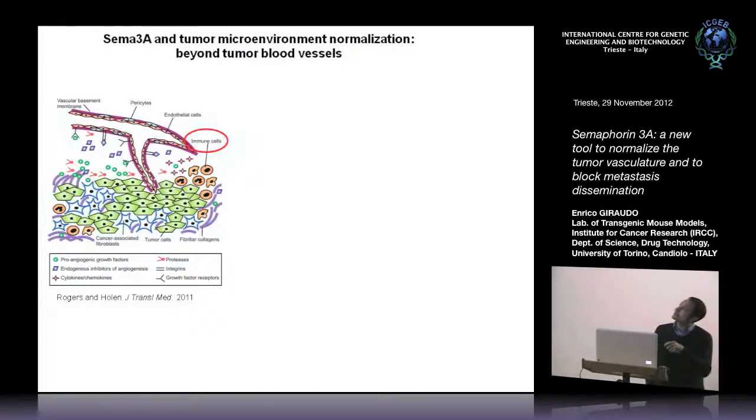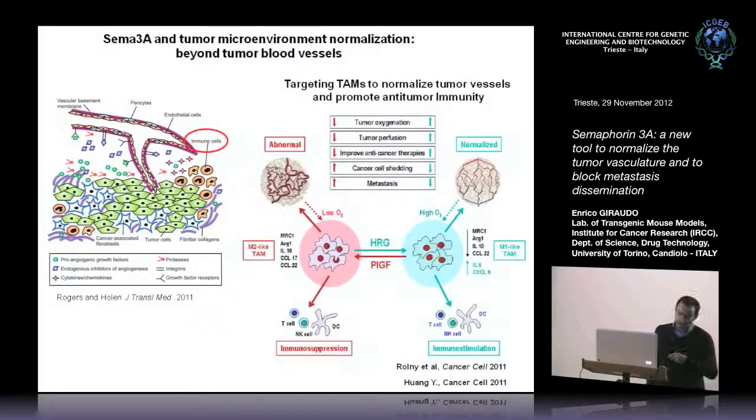And we were asking whether semaphorin were also modulating other cell populations in the tumor microenvironment. It's already been shown how this is a very complex schema. I wanted to point out that in tumors there is an enrichment of these M2 tumor-associated macrophages. The macrophages promote angiogenesis, they promote metastasis, and usually M1-like macrophages have a more anti-tumor, anti-angiogenic phenotype.